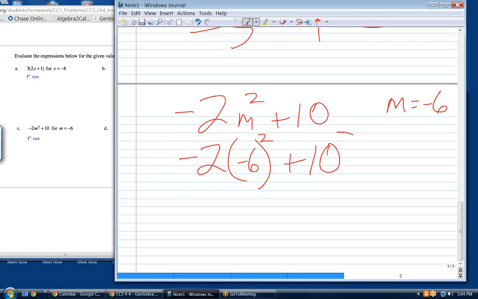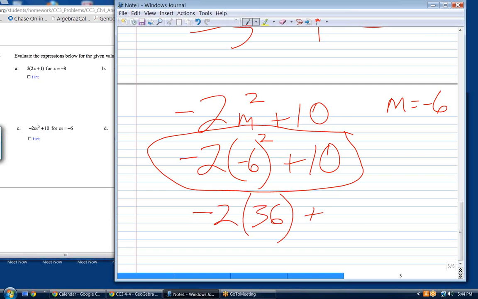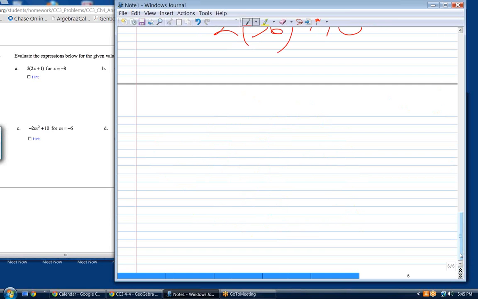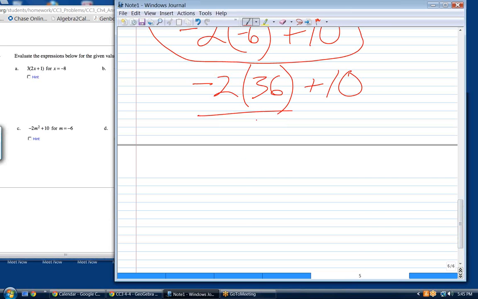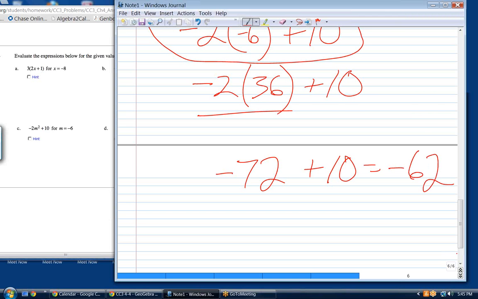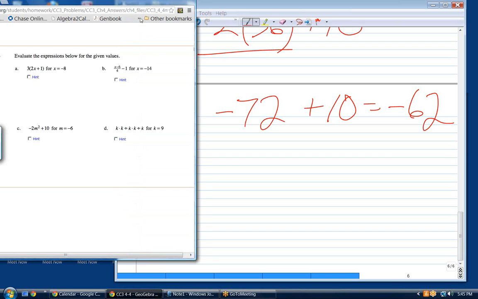What should we do first in terms of simplifying that? Do the negative 6 squared first. Okay, what is negative 6 squared? 36. So what's my next line? Negative 2 times 36, plus 10. Now what? Distribute. So that's minus 72 plus 10, and what's that equal to? Minus 62. Yep. Okay.